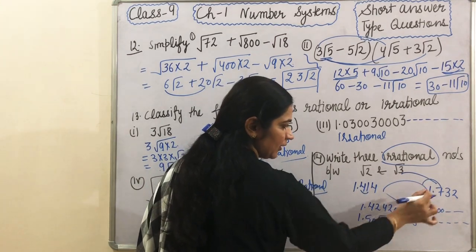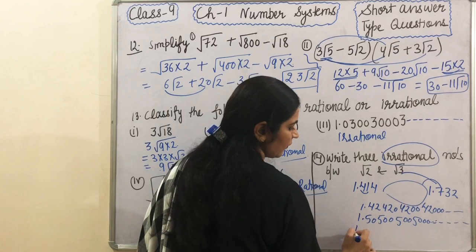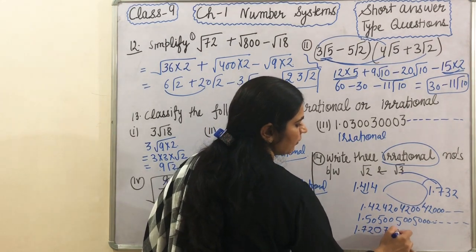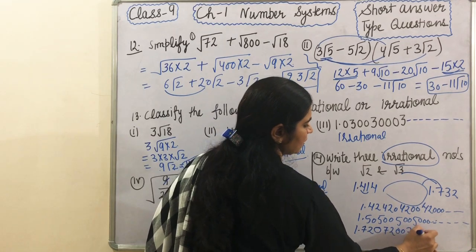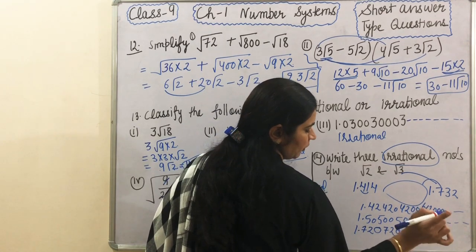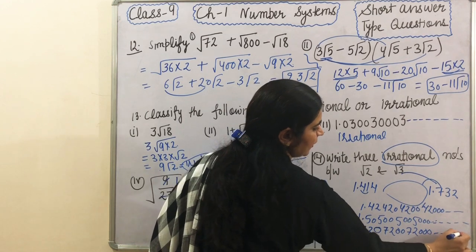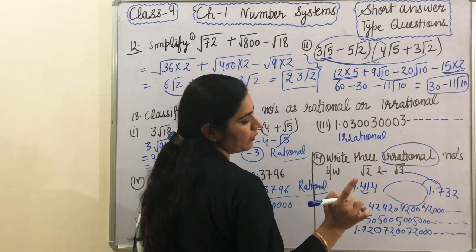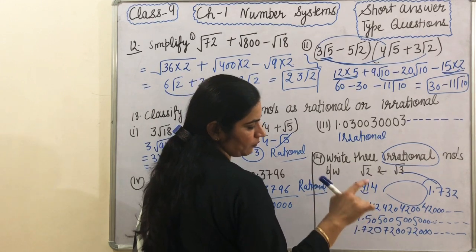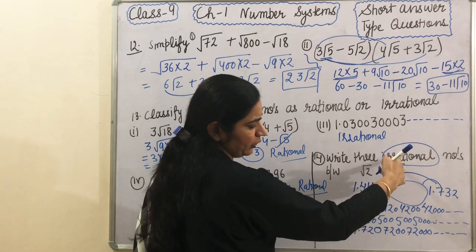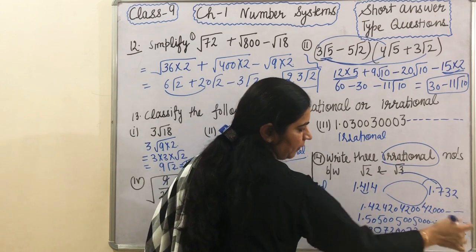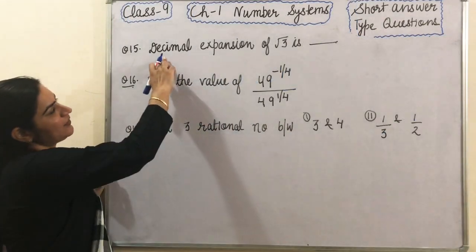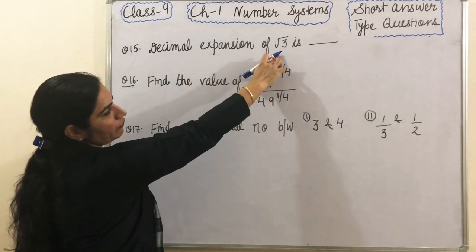Or we can write a number before 1.73, such as 1.720, 1.7200, 1.72000 and so on. But don't forget, you have to apply the dashes. If you are not applying dashes, the number will be a rational number, and it will be terminating. But here we have to write an irrational number, so we have to apply dashes after this and before this number. The next question is to find the decimal expansion of root 3.